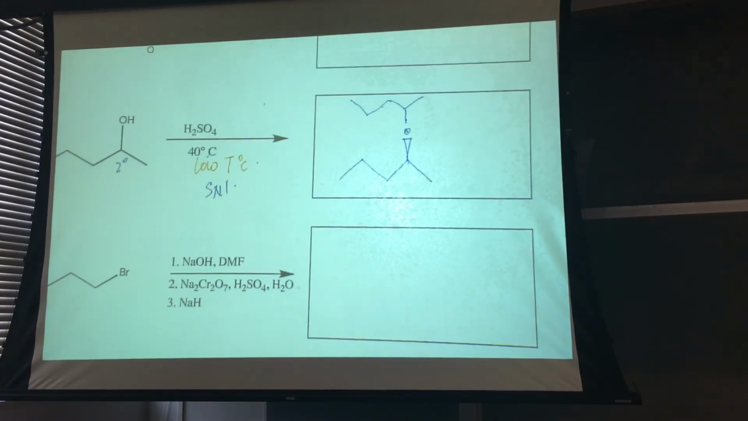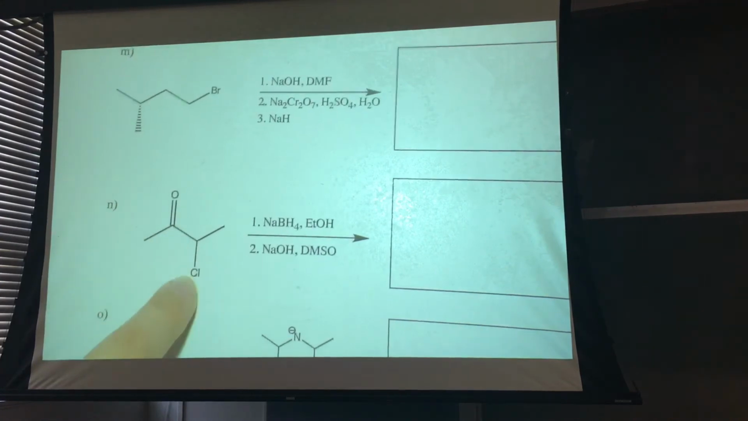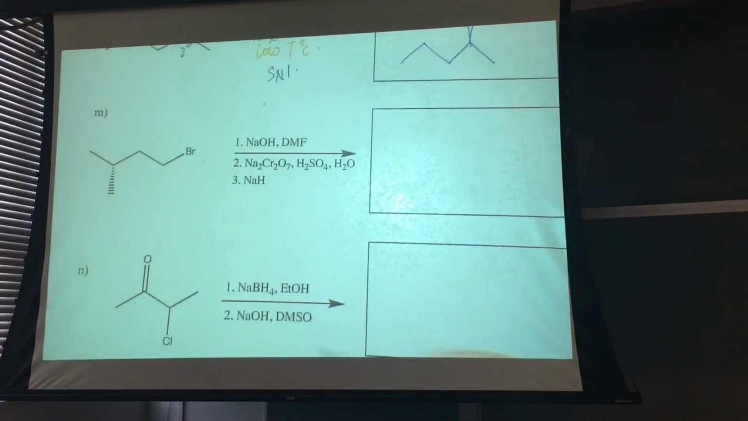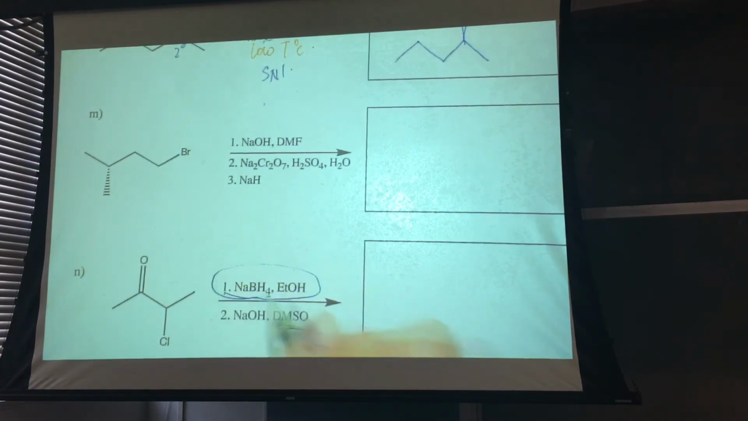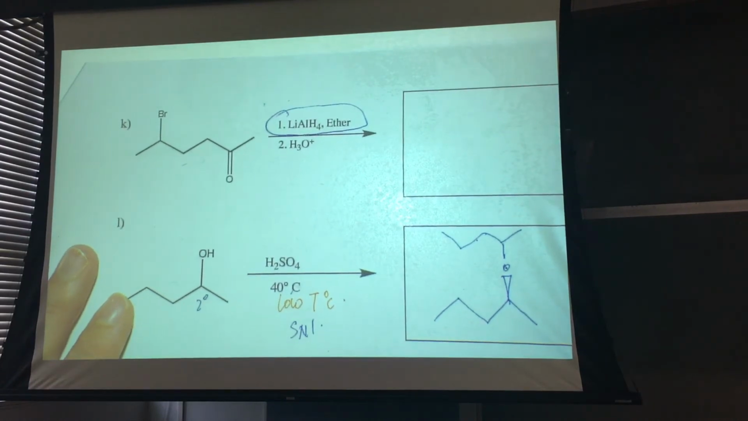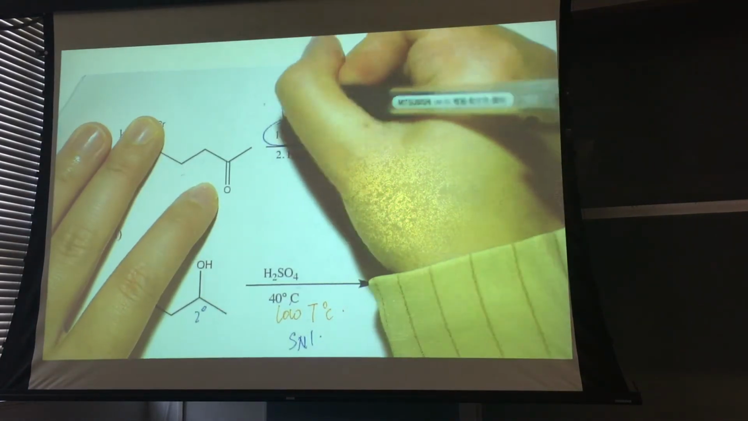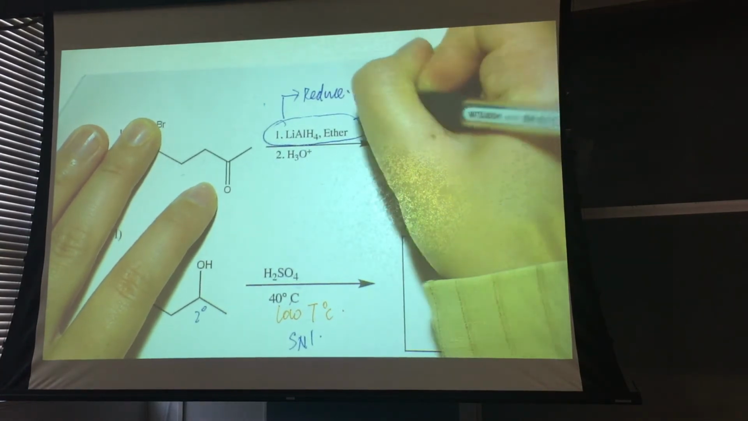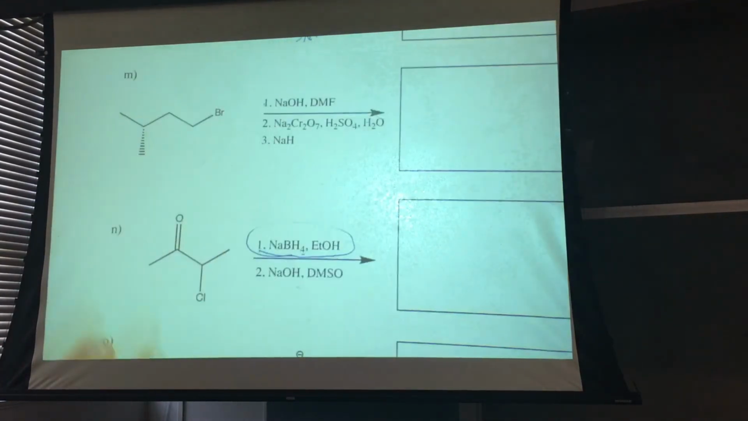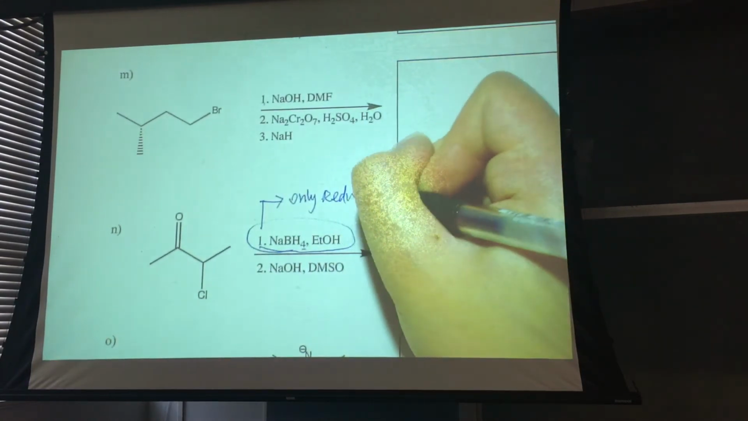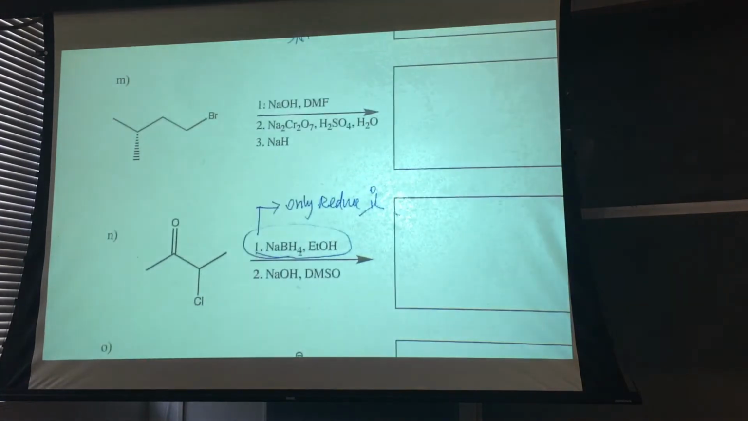Okay. And I am going to do N and K together, because K is these two conditions, this one and this one. They both are reducing agents. This one is going to reduce RX and carbonyl. This one only reduces carbonyl. So that's the difference for these two questions.